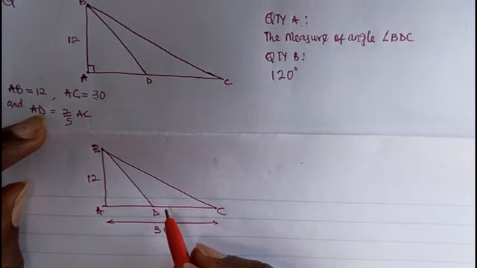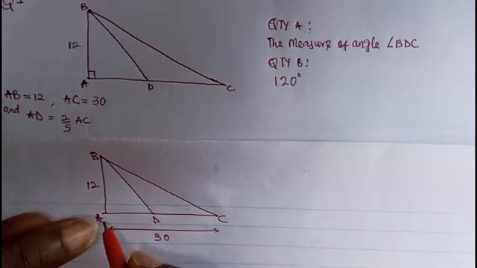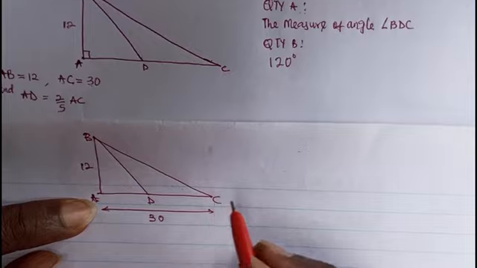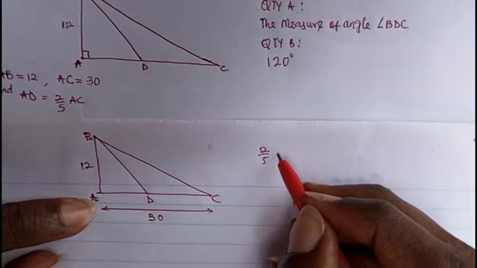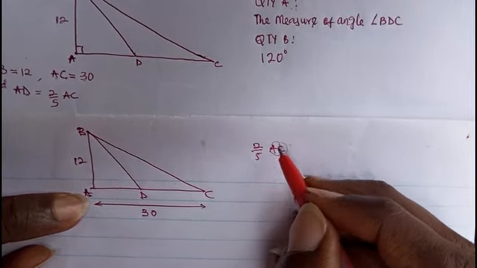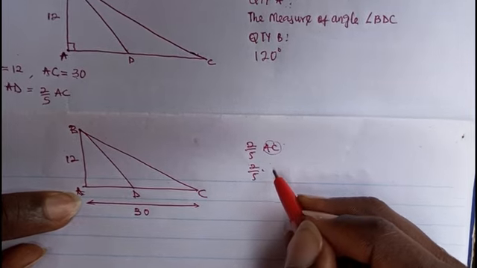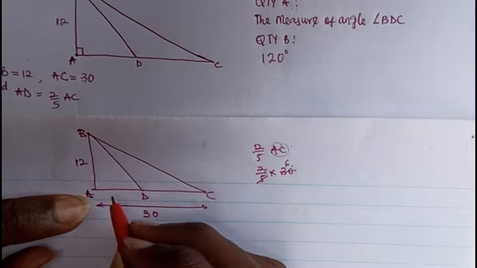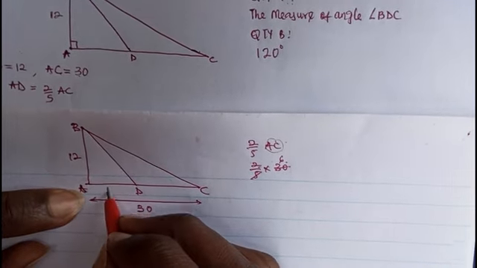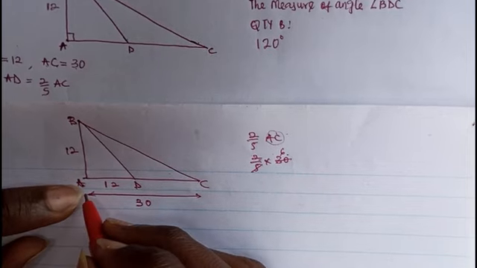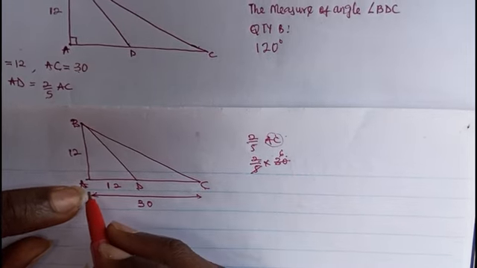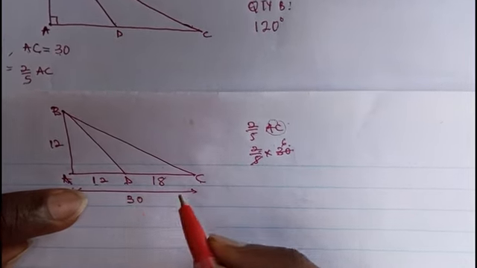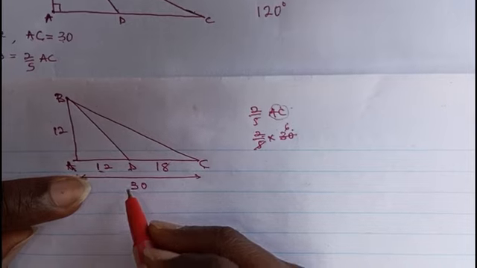And we're given that AD is 2 over 5 of AC. So the distance from here to here is AD, and it is 2 over 5 of this quantity AC. AC is already 30 units, so we have 2 over 5 times 30. The 5 cancels into 30, we have 6. 2 times 6 is 12. So the distance from A to D is as well 12. And the distance from A to C is 30, and we already know a part of it, A to D, which is 12. So the remaining will be 18 to make up 30 units for A to C.